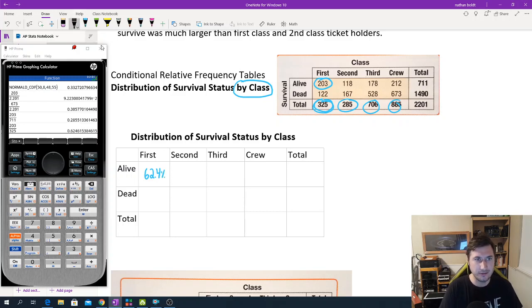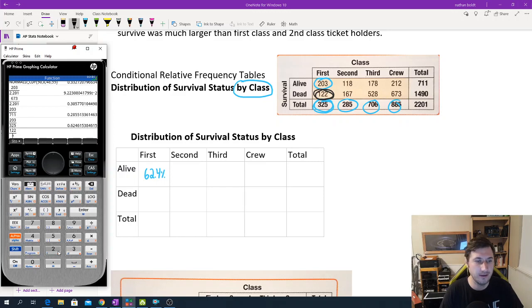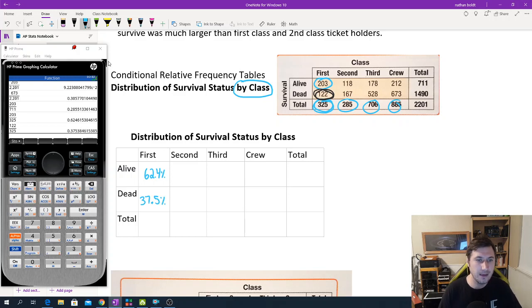All right, let's do the next one here. So the one below that will be 122. So that'll be 122 divided by 325. 37.5%. And one way to check this is these both going in the columns now should add up to 100% along that way. So all these totals down here need to be 100%, etc. All right, hoping that made some sense, I'll give one more for you.